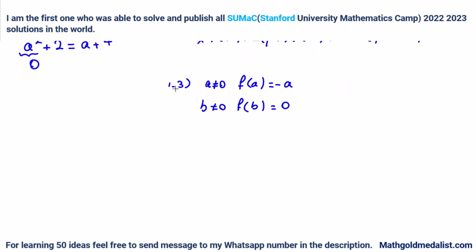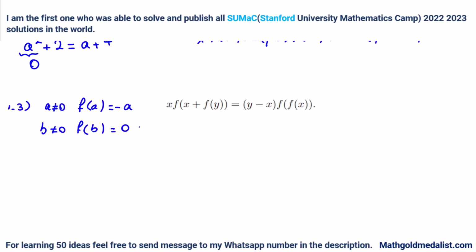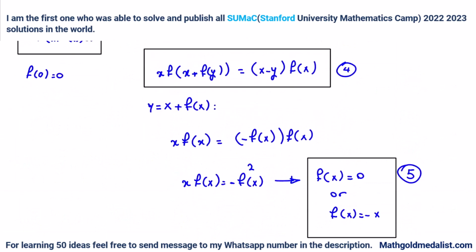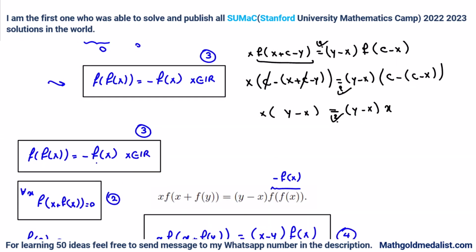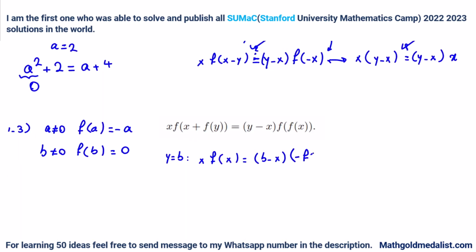Case 3. Let me move it here. So we should replace x with a, y with b, something like that. For example, let's replace y with b, okay? Then it would be x times f of x is equal to what? b minus x times f of x. And we proved that f of negative x is negative f of x, right?